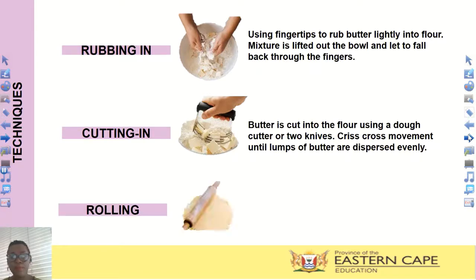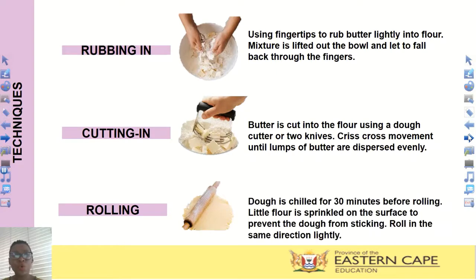Pastry is also rolled out. The dough is chilled for 30 minutes before rolling. Some people chill it for an hour, but it has to be chilled before you start rolling. A little flour is sprinkled on the surface to prevent the dough from sticking to your surface, and you need to roll in the same direction lightly. You will move your pastry by 90 degrees and roll out and keep on moving it, but you do not roll in different directions, because that will definitely give you an uneven pastry in the end.